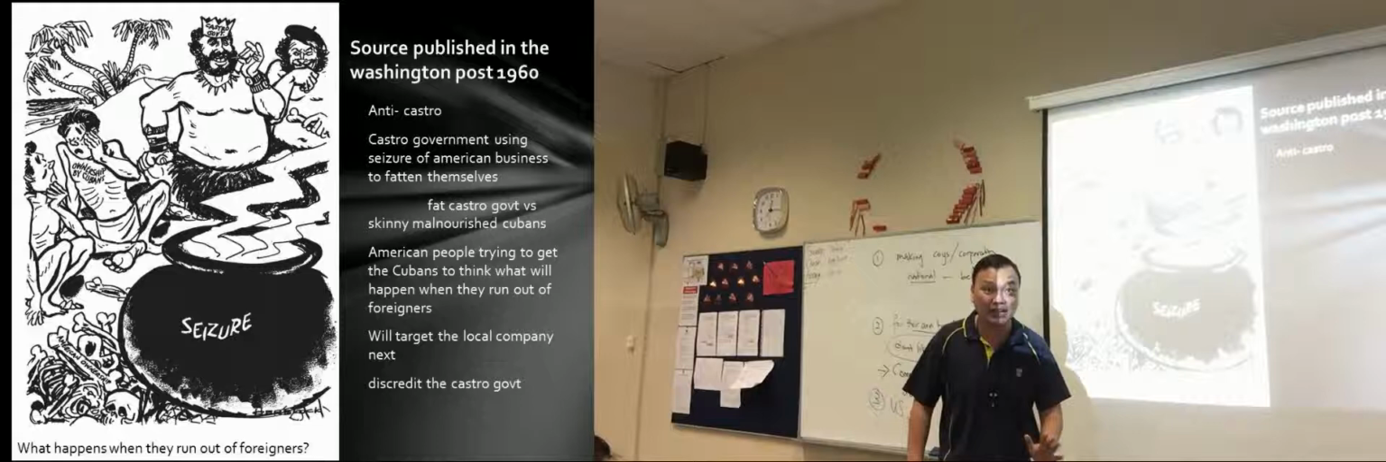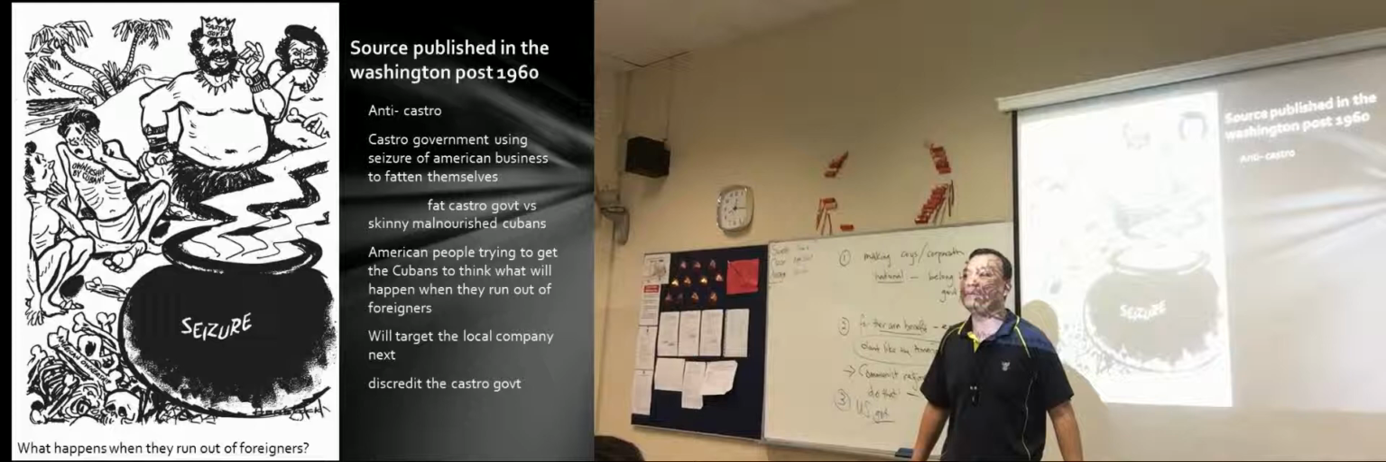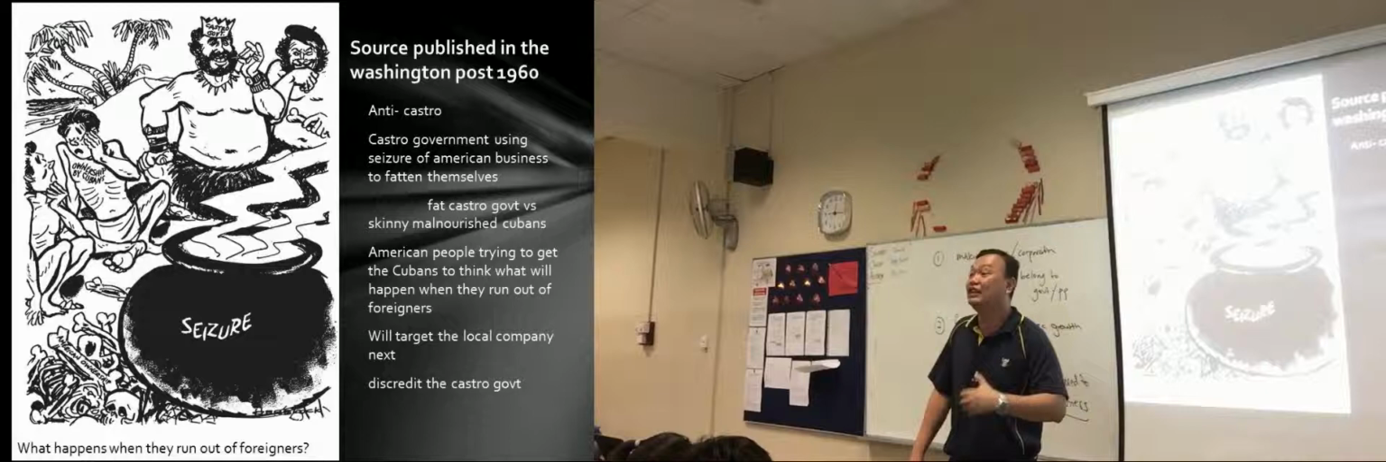So can you see from this picture? They are laughing and they are so fat. Now what is happening to the people? They are not fat. So what is it also telling you about the Castro government? Okay? What is the inference you can have?